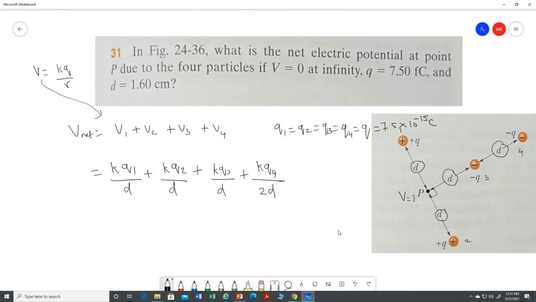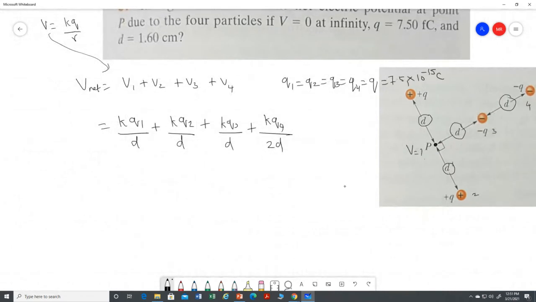Now I am going to take the common term outside. If you just see this equation, my K value is the common term, so I take it outside. But in the denominator, you can see here D, here D, here D, but here I have 2D. So I can take the LCM for 2D. If you want to get 2D, what you have to multiply? 2. So what you will get here? You will get 2Q. Am I right? Q, because Q1, Q2, Q3 are equal to Q, I already wrote here.